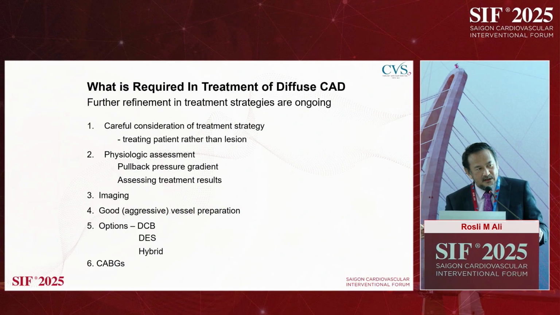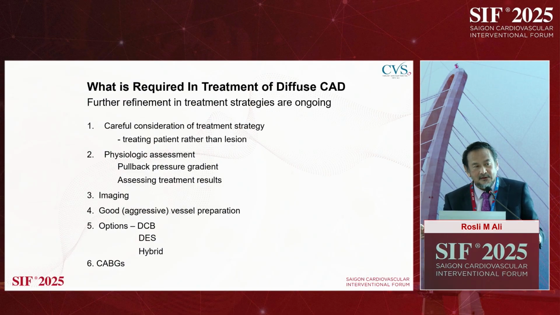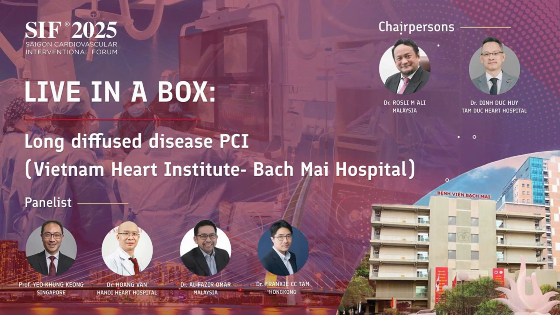Good aggressive vessel preparation, because I feel for long lesion, long diffuse lesion, we should be thinking about DCB or DES in a hybrid fashion, as the first case I showed you about. And quite likely we are going to end with hybrid way of treating these patients. Bypass if there is no other options. Thank you very much, ladies and gentlemen.